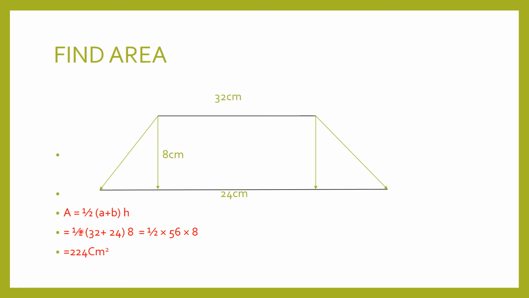So back to our formula, we said area of a trapezium is equal to a half into bracket a plus b, then times height. So it is half into bracket 32 plus 24 times 8. Very easy. So if you add 32 plus 24 is 56, then you multiply by 8. Half times 56 times 8, as easy as that. So by 2 here is 1, by 2 here is 4. 56 times 4 will give you the area of this trapezium as 224 centimeters squared.